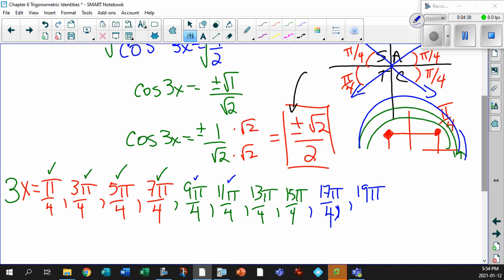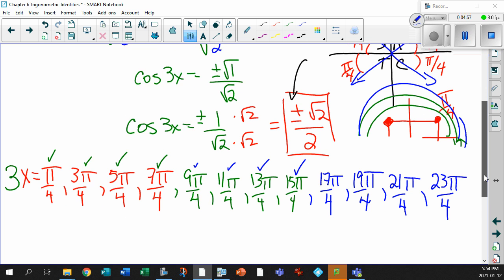Let's make that a little bit cleaner here because that looks terrible. Okay, there we go. 19 pi over 4. Add 8 pi over 4 to that one, that's going to give me 21 pi over 4. And finally, add 8 pi over 4 to that one to give me 23 pi over 4. Guess what? We're still not done.